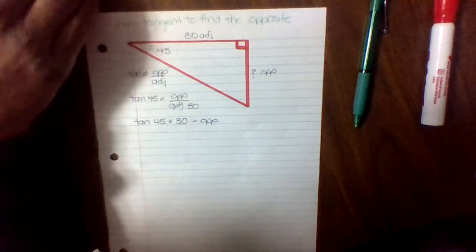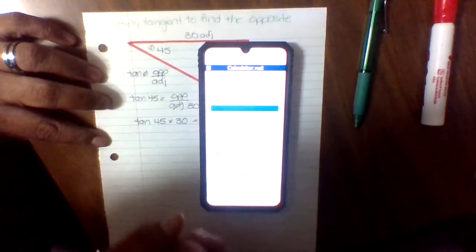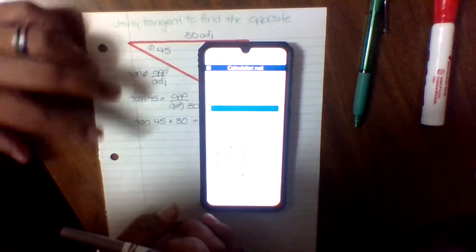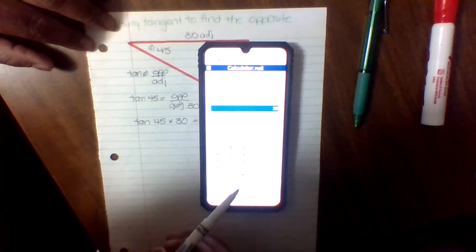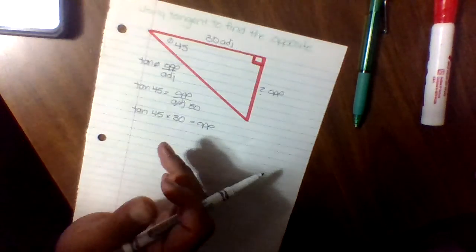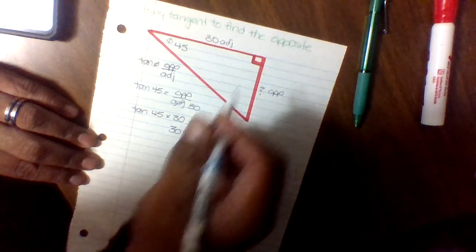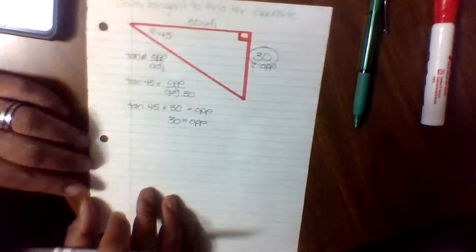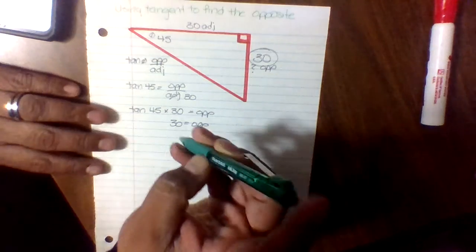So now if we punch that into our calculator, you hit the tangent of 45, close the bracket, times the side we had, 30, and we hit equal. It gives us 30. That's telling you that the answer is going to be 30. So this side is actually 30. Now that is if you're going to find the top number, if we're looking for the top number using the ratio.